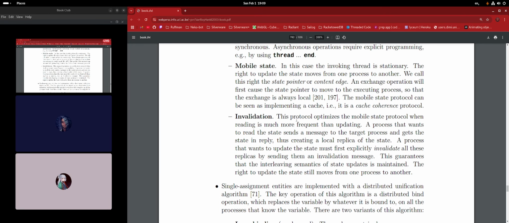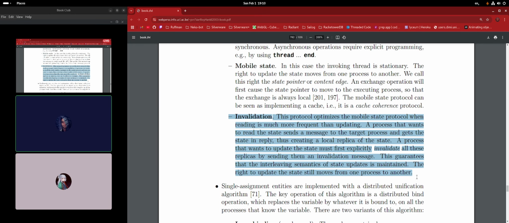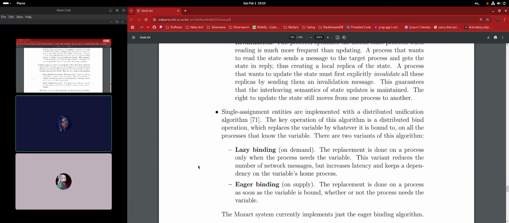Okay. Now, this was already foreshadowed by Marin. Single assignment entities are implemented with a distributed unification algorithm. The key operation of this algorithm is a distributed bind operation, which replaces the variable by whatever it is bound to on the processes that know the variable. So there are two variants, the lazy binding and the eager binding. The lazy binding, which is understood as by demand, the replacement is done in a process only when the process needs the variable. This variant reduces the number of network messages but increases latency and keeps a dependency on a variable's home process.